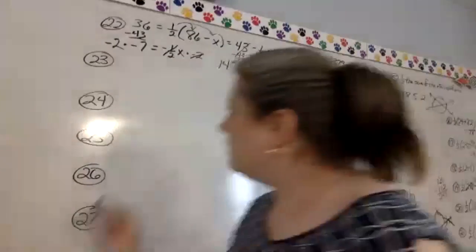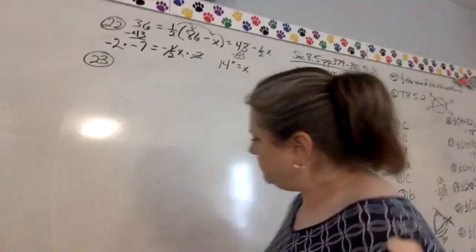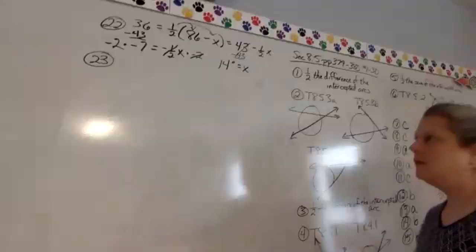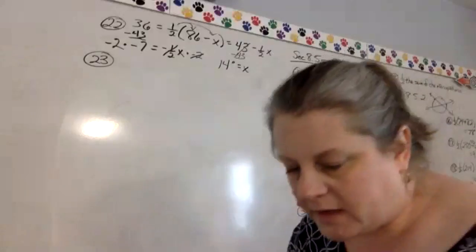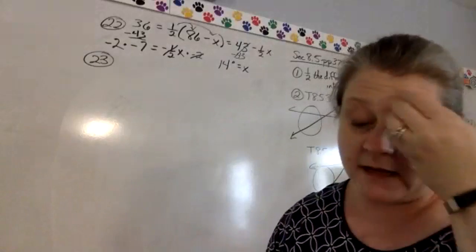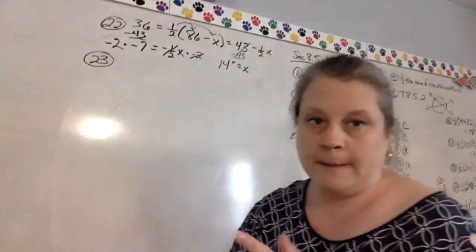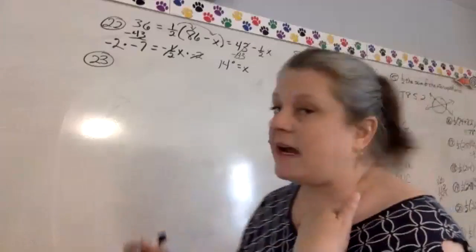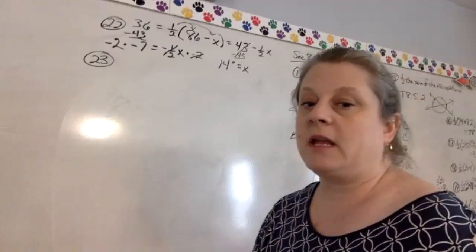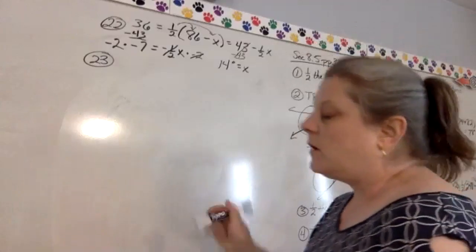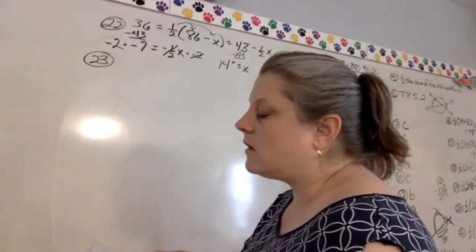I'll just erase the problem numbers so we have a little bit more room to work them out. All right. So, number 23, where the lines cross, is the angle inside or outside the circle? Inside. So since it's inside, the angle measure is going to be equal to half the sum of the two angles.